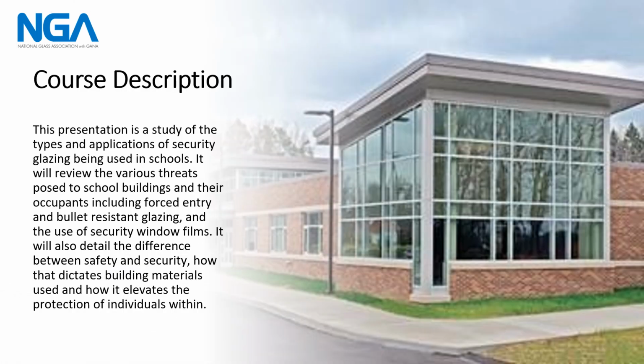This presentation is a study of the types and applications of security glazing used in schools. It will review the various threats posed to school buildings, including basic, enhanced, ballistic protection, forced entry, assault, and blast mitigation. It will also cover the difference between safety and security and how that dictates the building materials used in order to protect the individuals inside.